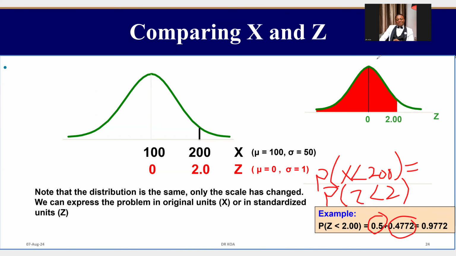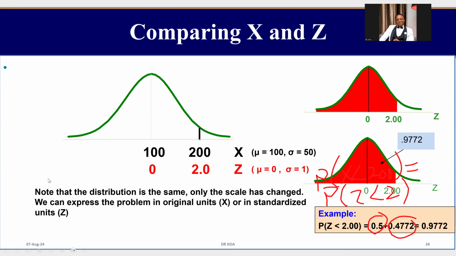So the area, the chances of you getting a Kayayo, now let's interpret it. The chances of you getting a Kayayo who is earning 200 or less is very high. And that is what we just found. Any question? So the entire area we've been looking for all along was 97.72.